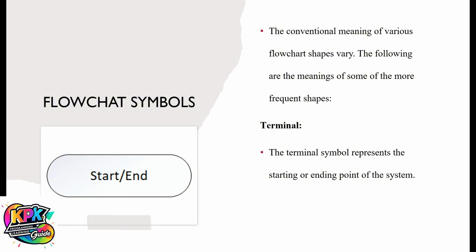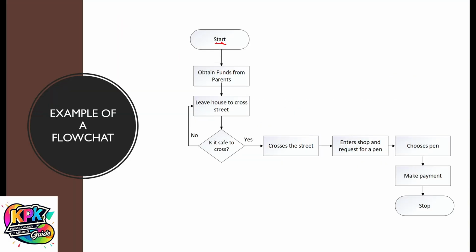So you have what we call the terminal. The terminal is this shape. People call it an oval shape. Others also call it an ellipse or something. So this symbol is used to represent the start and the ending point of a system. Okay, that is what we have here, representing the start or the ending point of a system.